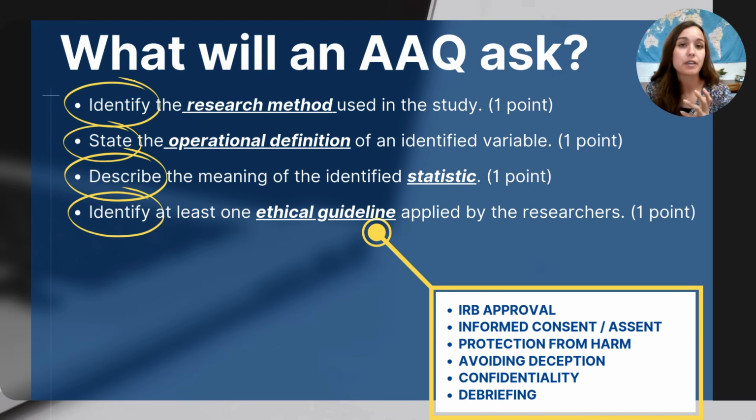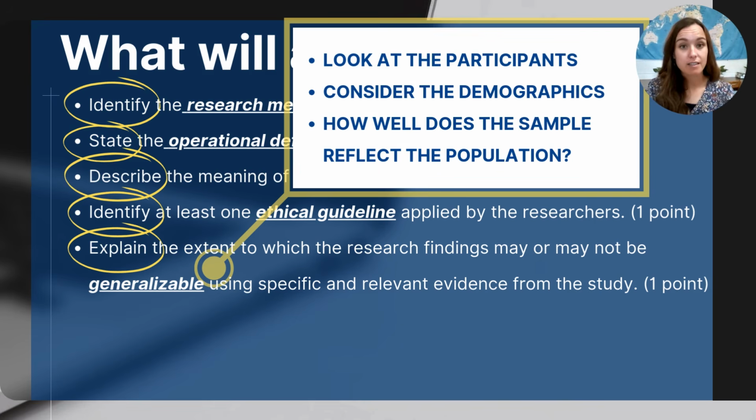Or they might mention how they debriefed the participants in the study at the conclusion. Now, notice in this statement, it says to identify. And this task verb means that the College Board wants you to simply state one of the ethical guidelines that was followed. So it could be done in a simple sentence like this: one of the ethical guidelines followed by this study was.